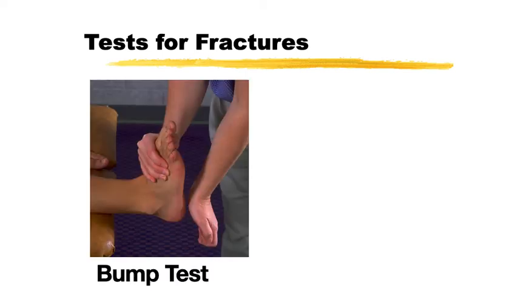Tests for fractures. The first one is called the bump test. This is for the lower leg and ankle. With the person's heel, you lightly bump the calcaneus, the heel of their foot, lightly first, not too hard. What you're trying to do is cause vibrations to go into the bone. If you're barely touching it and it hurts, they probably have a fracture. You continue until you hit it pretty hard. If you're hitting it fairly hard and it's not causing a lot of pain, they probably don't have a fracture.